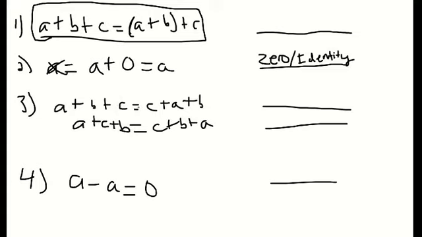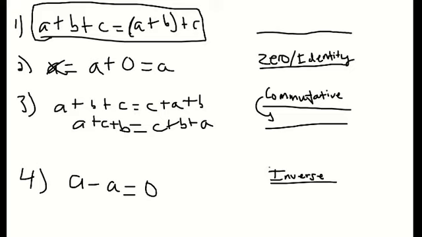A plus B equals B plus A. Well, that's commutative, because if you recall, commutative means it commutes or moves. A plus C, people say that's another commutative. And A minus A equals 0. This is the inverse.